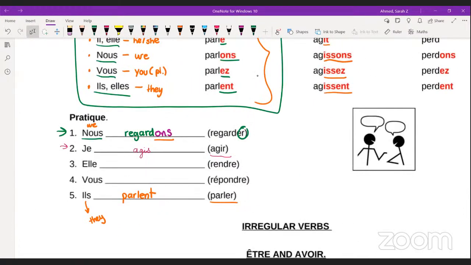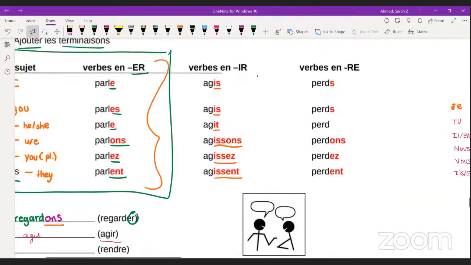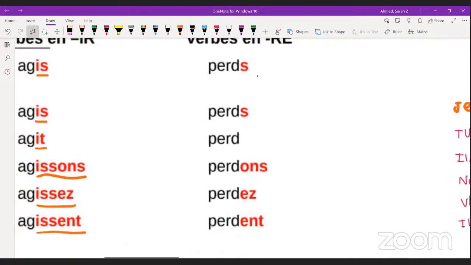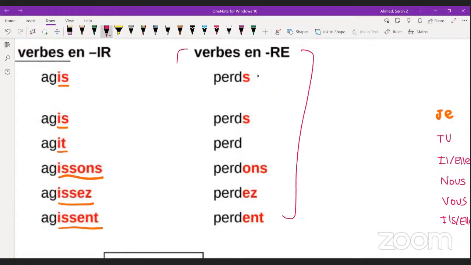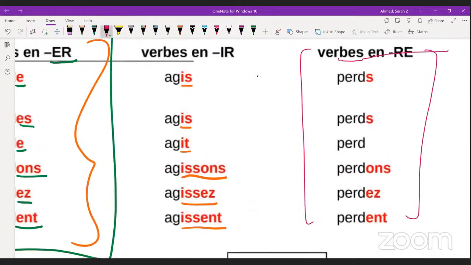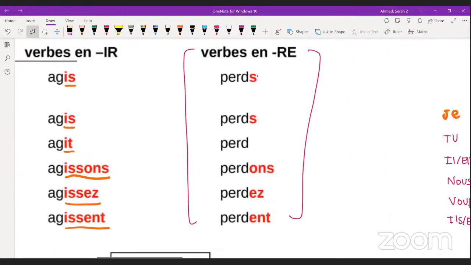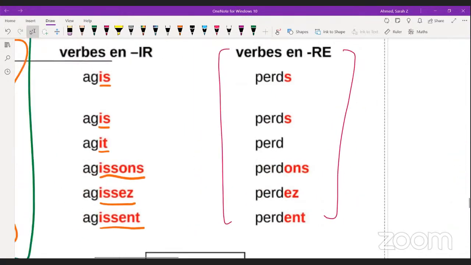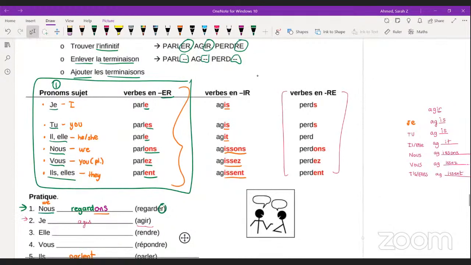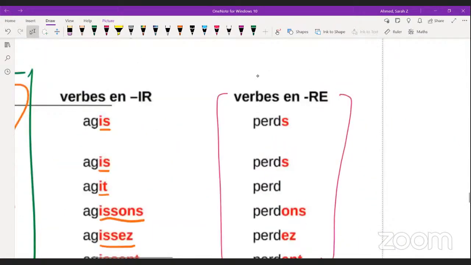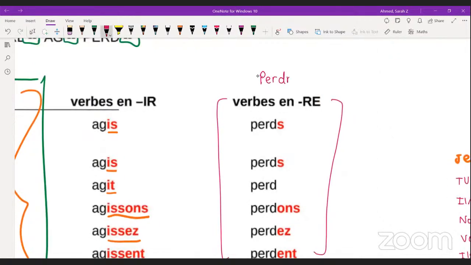Now let's do RE verbs. RE verbs have, as you can see, a different ending. Normally this verb is perdre. Can I take a picture of this? Yes. So the verb over here normally is perdre.